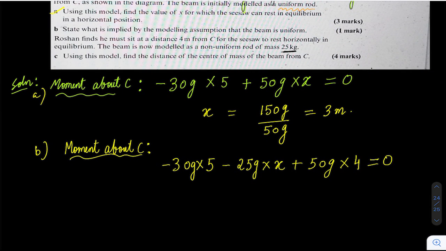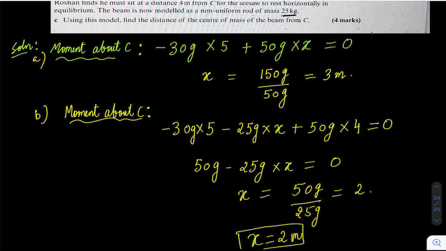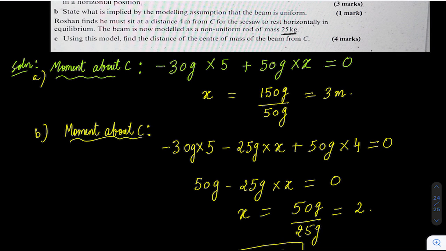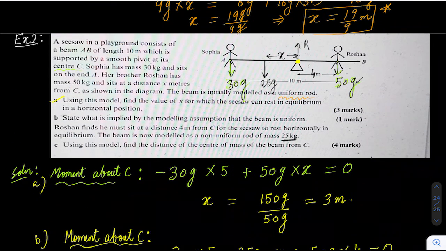Okay, so let's solve this. This is 150 and this is 200. So 50g minus 25g into x is equal to 0. So x is coming out to be 50g by 25g, which is nothing but 2. So x is 2 meters. So center of mass, what exactly are they asking? Find the distance of center of mass of the beam from C. So the distance will be 2 meters. So that is our answer.